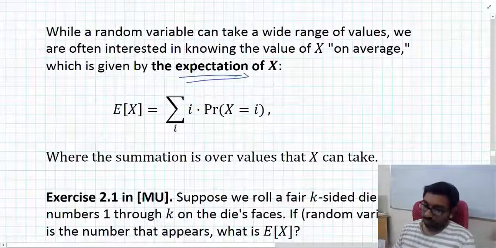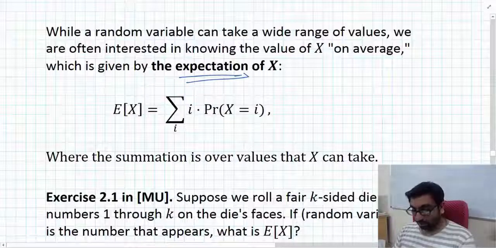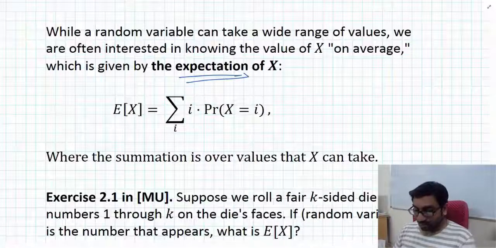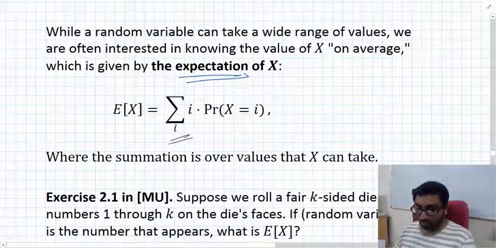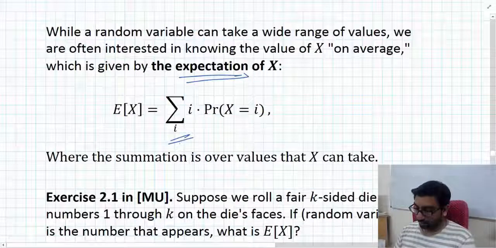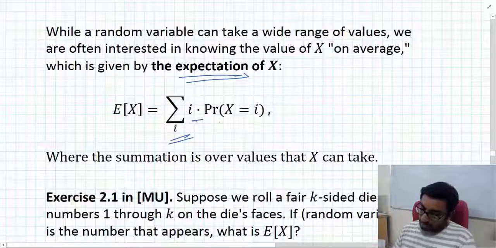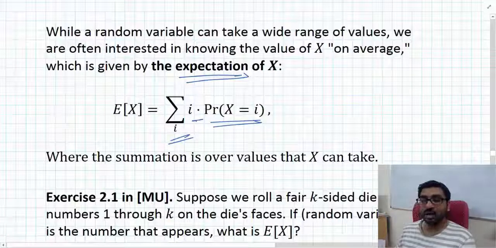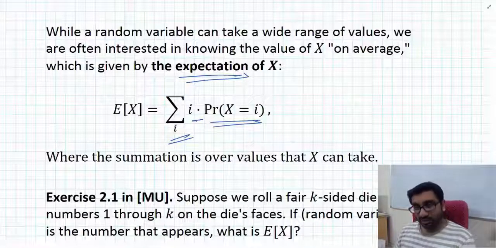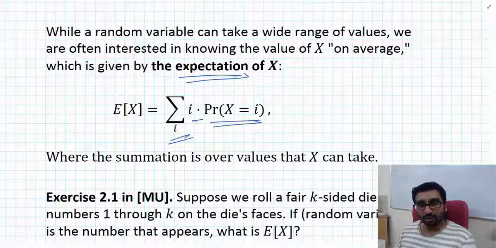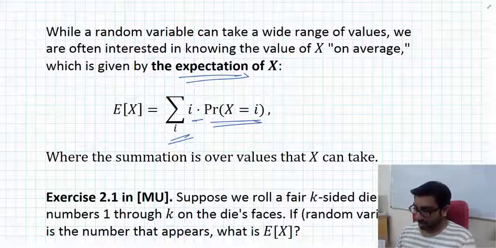expectation. So let's say X is a random variable. The expectation of X is given by the weighted average. It's the summation over all i, where i ranges over the values that X can take, of i times the probability that X actually takes the value i. So this summation gives us an understanding of the average value that X will take.